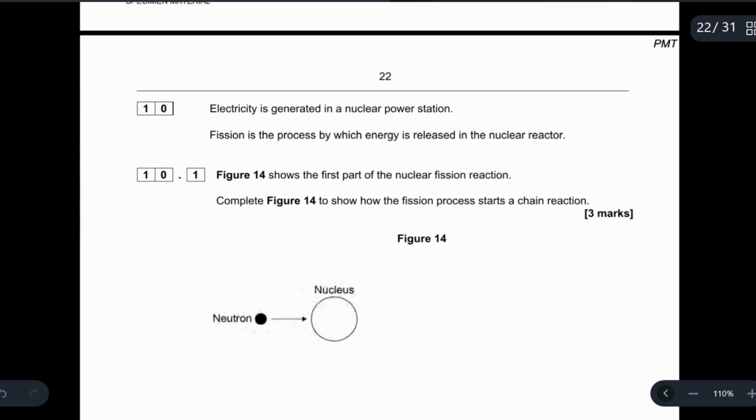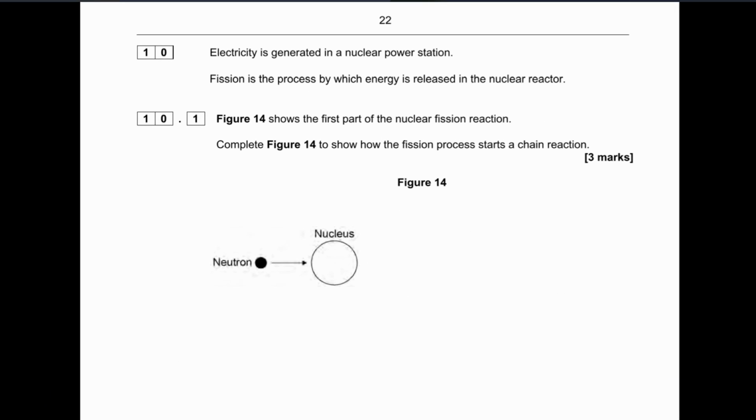Okay, let's move on to question 10. Electricity is generated in a nuclear power station. Fission is a process by which energy is released in the nuclear reactor. Figure 14 shows the first part of the nuclear fission reaction. Complete figure 14 to show how the fission process starts a chain reaction.